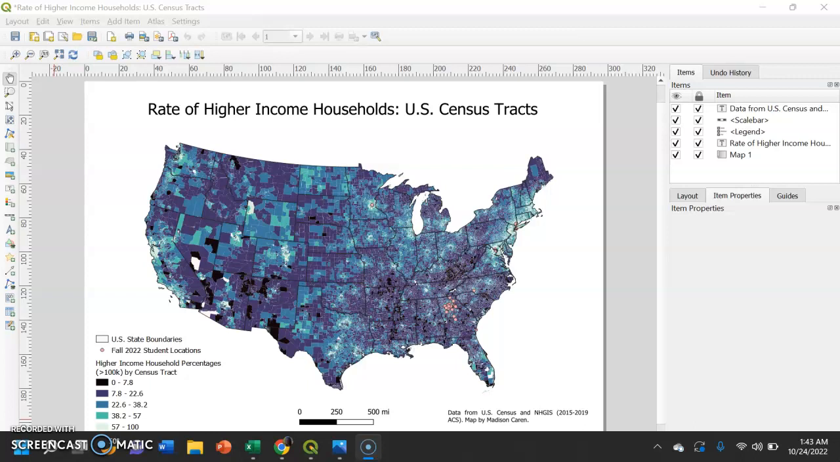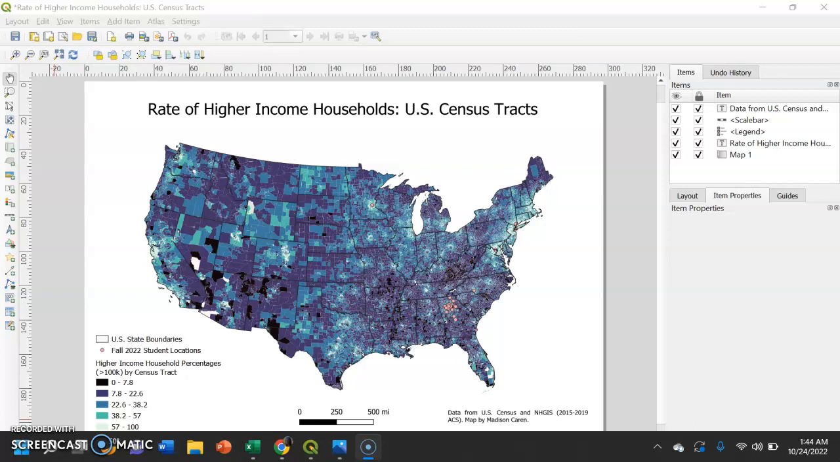So here we have my map, which shows the rate of higher income households from the U.S. Census tracts. The variable being shown is the percentage of higher income households by census tract, and higher income households is defined as making over 100K. This data comes from NHGIS, and then the data from NHGIS comes from the US Census.